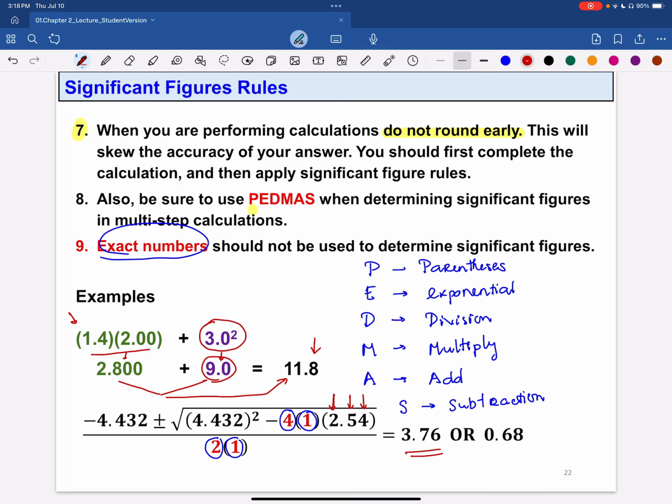Okay, to summarize, the take-home message from this lecture is significant figures. Know the rules. What counts as a significant figure? What is not? Pay attention when it comes to 0. Does the 0 have a decimal point at the end? Or is it a placeholder? Do not round early. Make sure you pay attention to the order of the equation. And last but not least, exact numbers should not be used to determine significant figures.